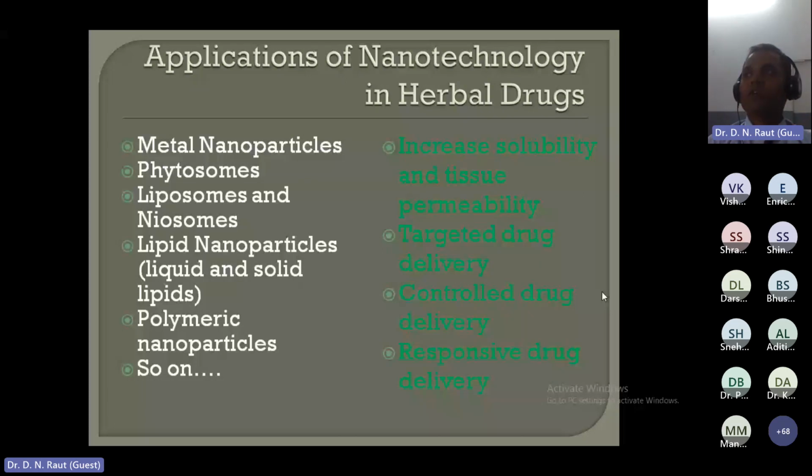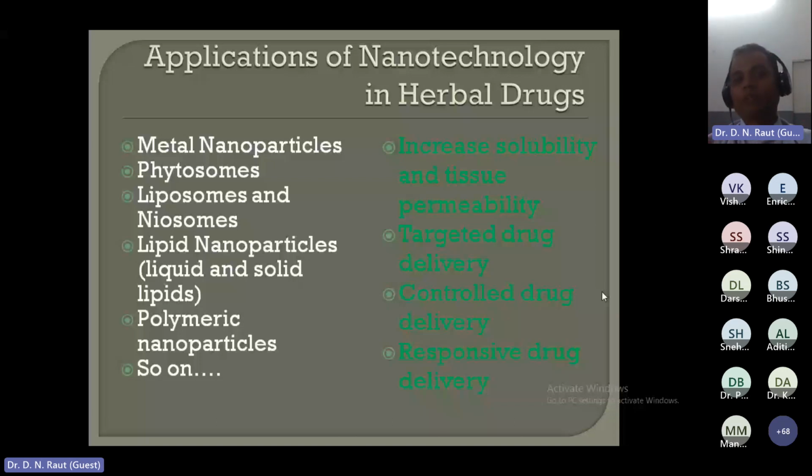There are a lot of applications of nanotechnology in herbal drugs. We know that there are different metal nanoparticles we could synthesize. Then phytosomes, liposomes and other lipid nanoparticles like solid lipid nanoparticles (SLNs) and NLCs are there. Especially polymeric nanoparticles, where we can use a polymer in any formulation type as a carrier, and so on.